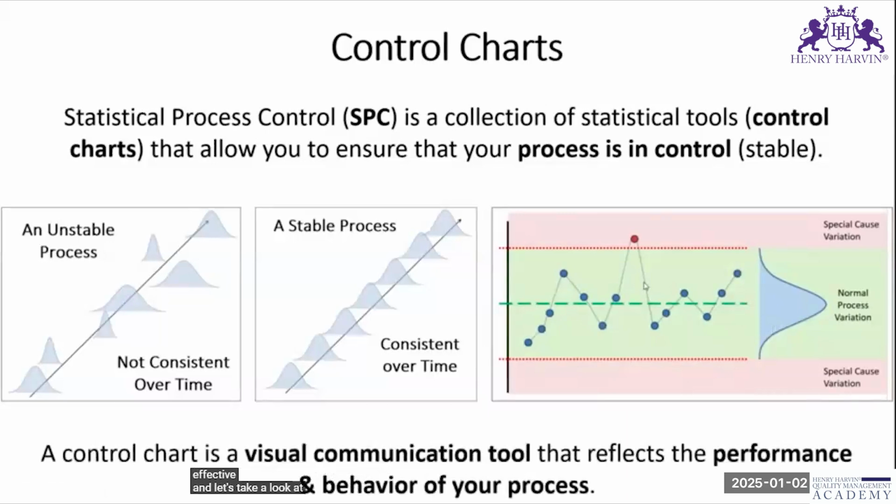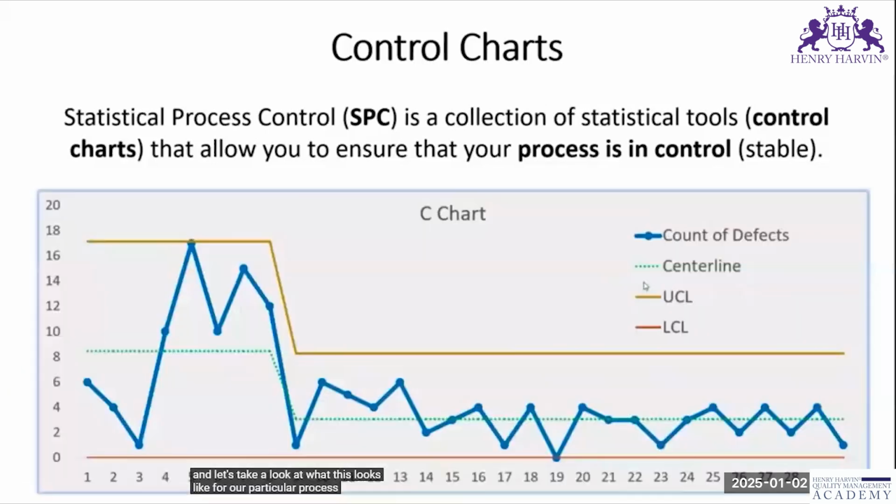And let's take a look at what this looks like for our particular process. So here's our process, right? The first week of data, you can see we're really all over the place, and our control limits are really wide because we're not controlling for humidity, and we've got all this data, and you can see on average, we have about 8 defects per day, right? And we're really jumping around here.